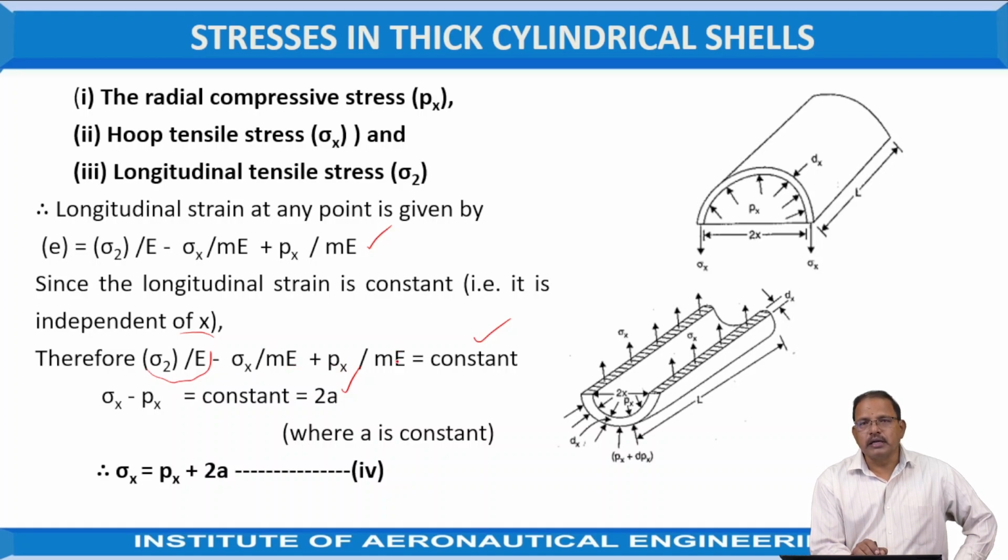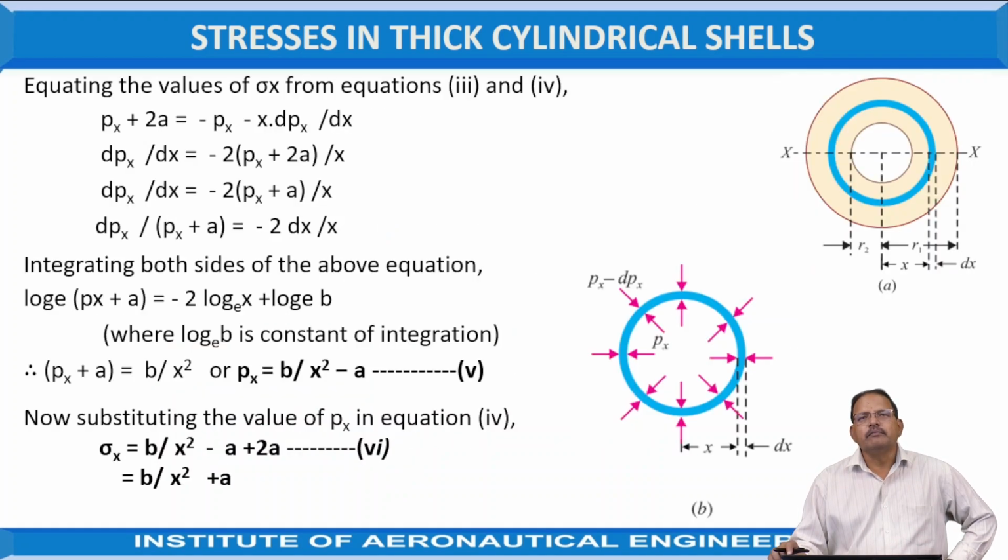And m E is again constant. So the remaining values, sigma x minus px, should be constant. The constant we are considering is equal to 2a. So it can be represented as sigma x is equal to px plus 2a. This is equation number 4. So equating these values of sigma x from equation numbers 3 and 4, we get px plus 2a is equal to minus px minus x dpx divided by dx.